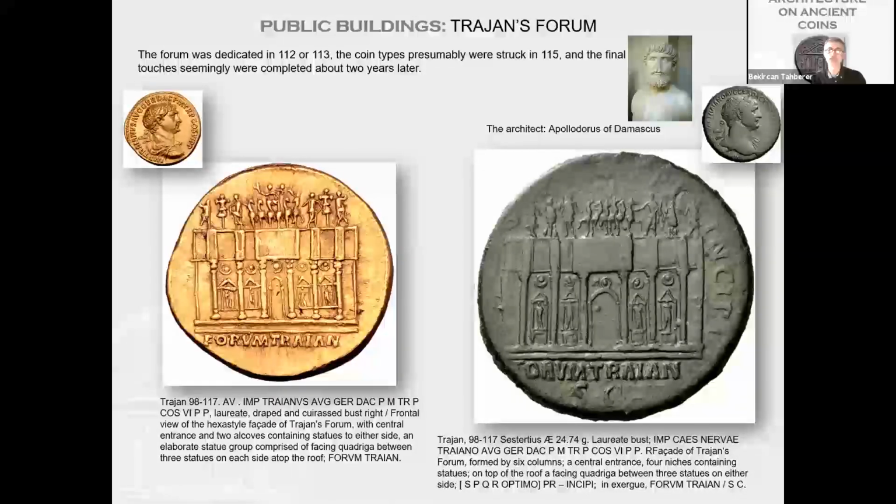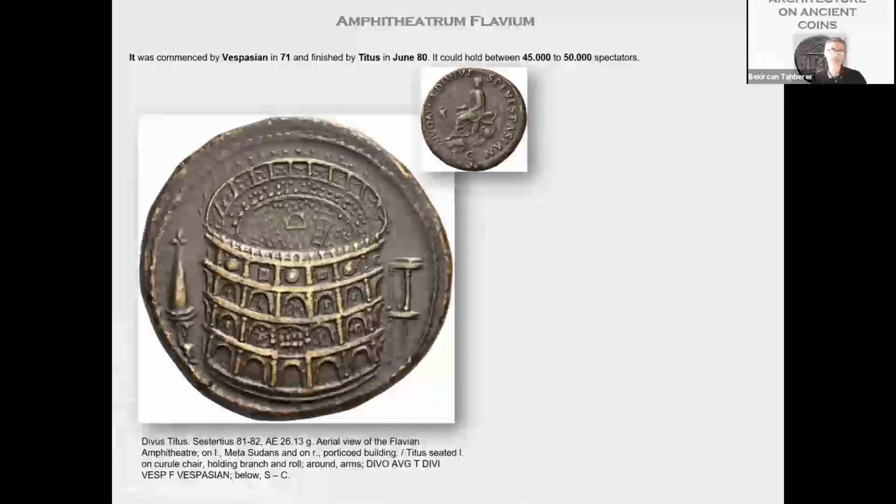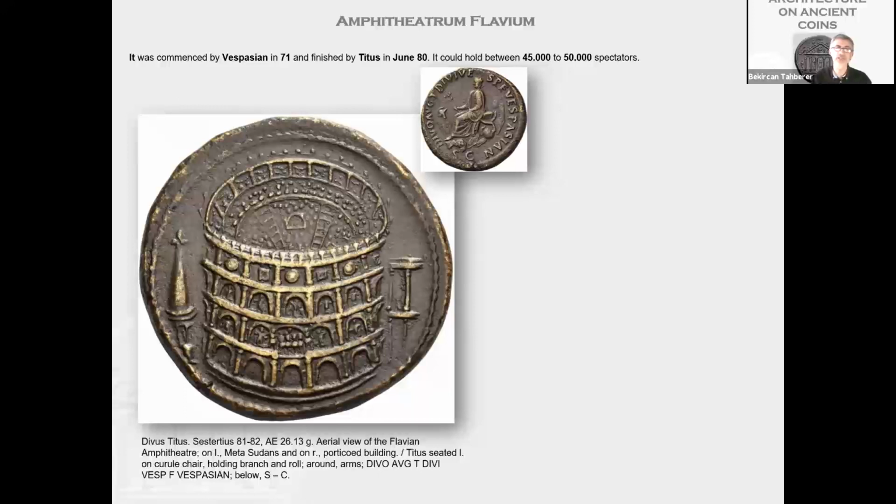So the whole line of Trajan's architectural types can be studied to learn more about his forum.